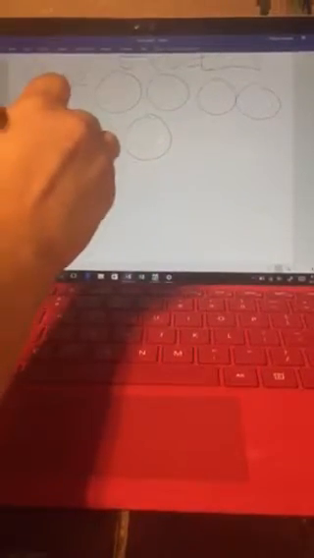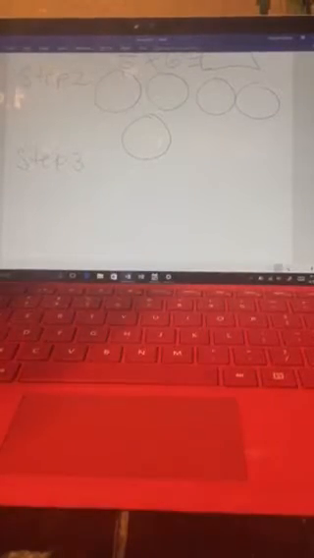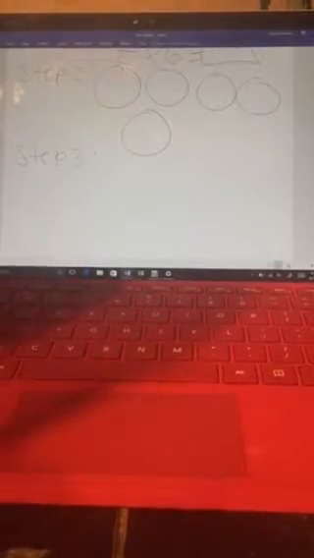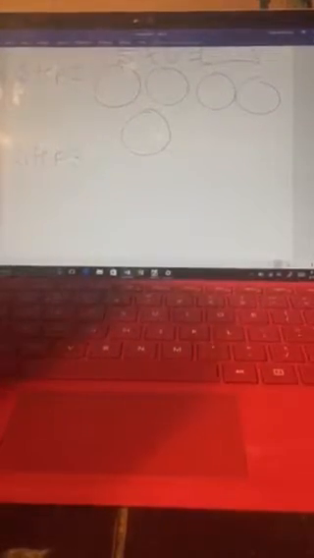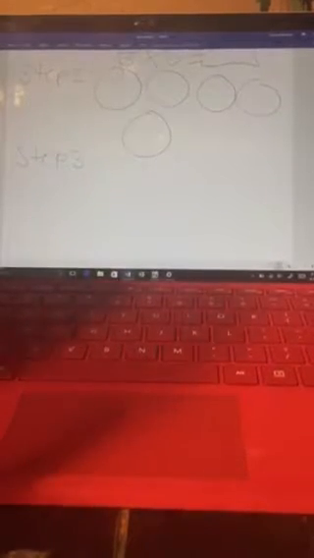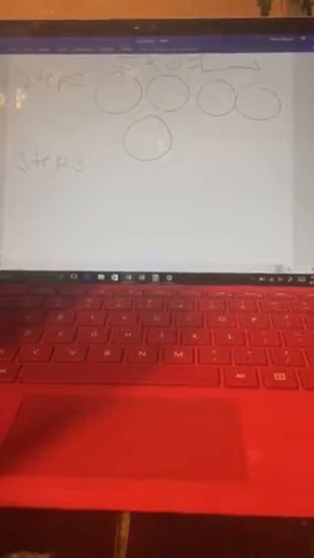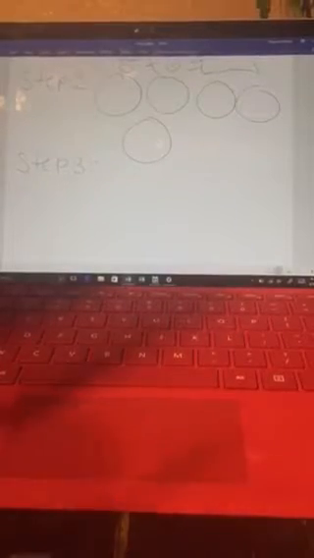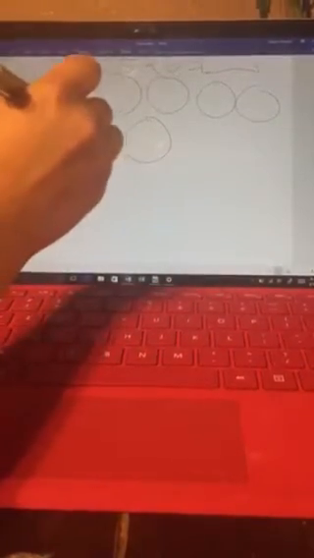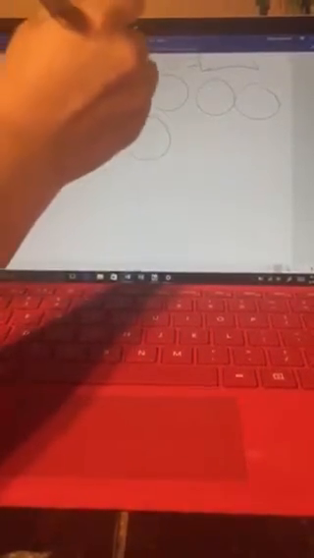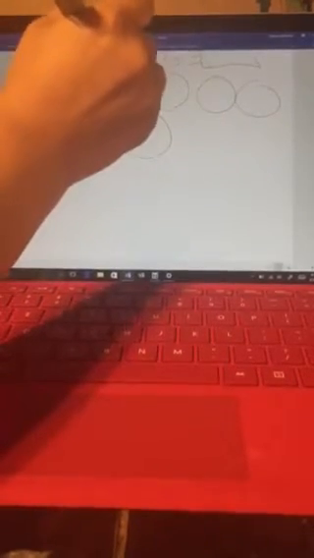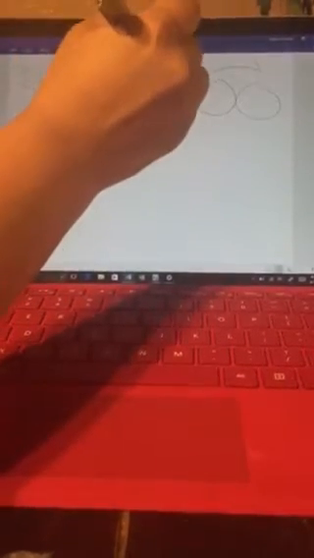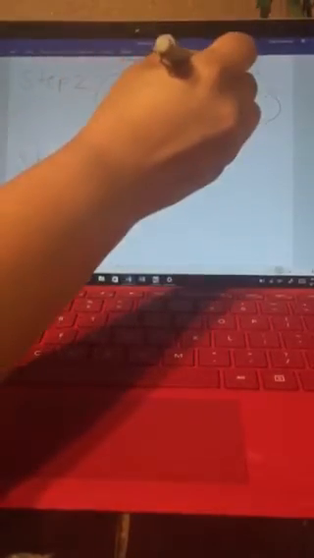Step 3, I need to figure out how many slices are in each pizza. So as the problem told me, there's 6 slices in each pizza. So I'm going to go ahead and make 6 dots. 1, 2, 3, 4, 5, 6. 1, 2, 3, 4, 5, 6. 1, 2, 3, 4, 5, 6. 1, 2, 3, 4, 5, 6. 1, 2, 3, 4, 5, 6.